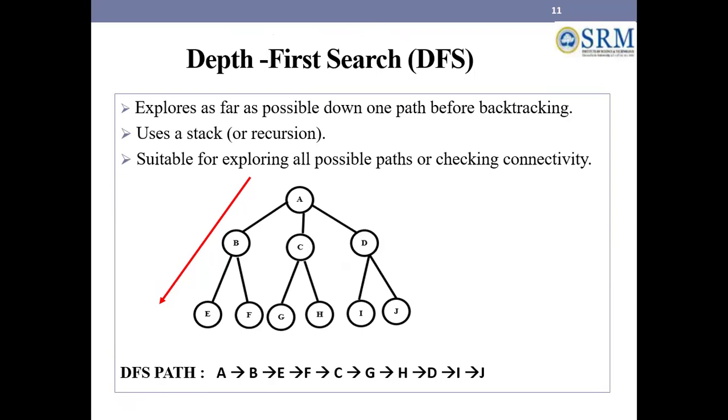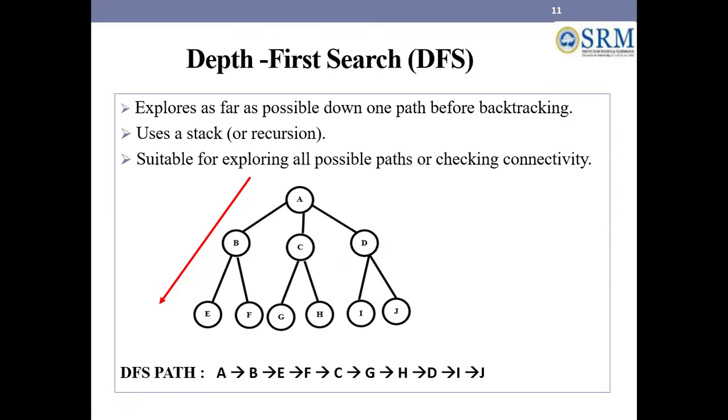Then visit the second neighbor node, that is C. From C, visit G. From G, there is no more node. Go back to C, then visit H. Then from H, there is no neighbor node. So move back to C, then move back to A, then visit another node, that is D. Then for D, visit the leftmost node, that is I. Again move back to the previous node D, then visit J. So after this, all nodes are visited.